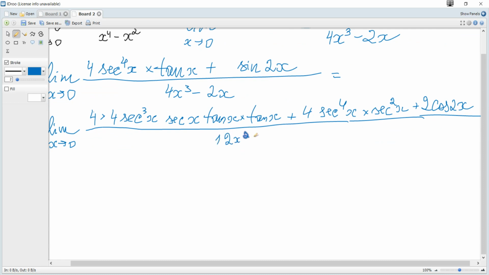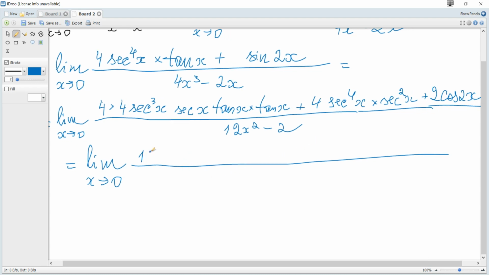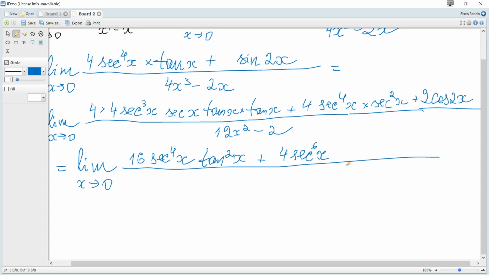and the derivative of the denominator becomes just 12x squared minus 2, and is equal to, let's just simplify and rewrite. Actually it's not necessary, you may just substitute 0 for x directly into the obtained expression, but let's rewrite it. It becomes 16 secant to the power of 4 of x tangent squared of x plus 4 secant to the power of 6 of x plus 2 cosine of 2x divided by 12x squared minus 2.